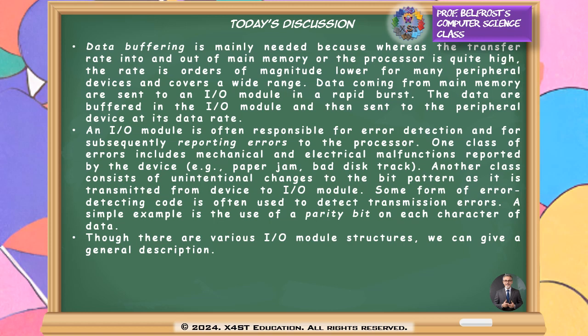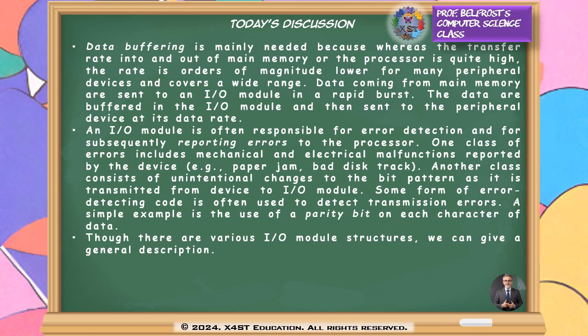Another class consists of unintentional transistor bit pattern changes as data is transmitted from the device to the I/O module. Some forms of error detecting code are used to detect transmission errors. So we have what is called a parity bit on each character of the data. It is to secure the data, so that in case there is an error, it can be reported back and the data can be asked to be transferred again. So that's the function. We will have a dedicated lesson to discuss more about the parity bit.